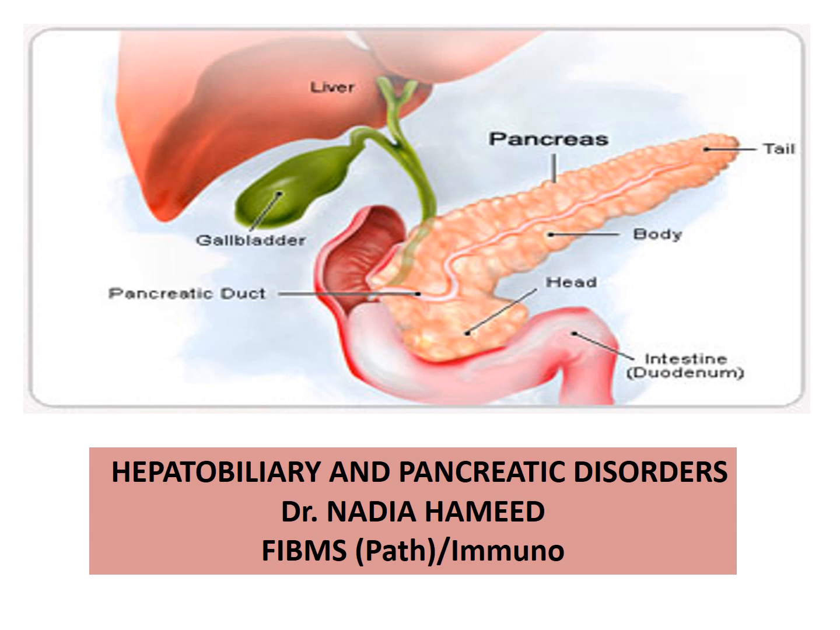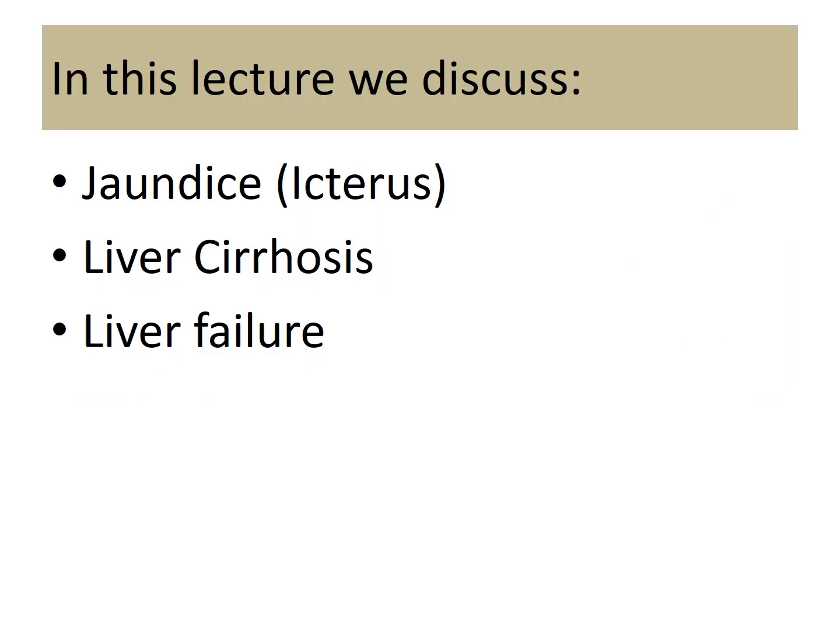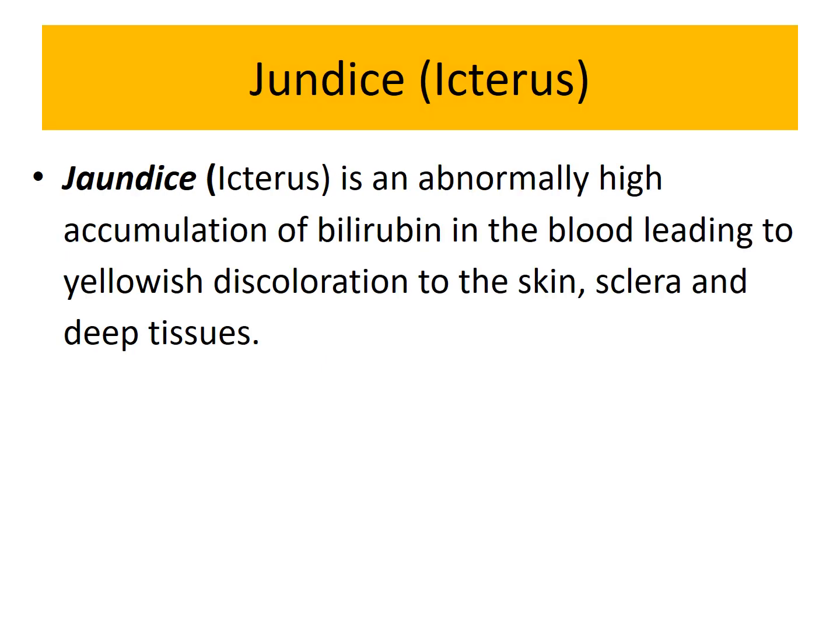Our lecture is about diseases of the hepatobiliary system and pancreatic disorders. In this lecture, we discuss jaundice, or hyperbilirubinemia, also called icterus, liver cirrhosis, and liver failure. We start with jaundice, or icterus, or hyperbilirubinemia. It is an abnormally high accumulation of bilirubin in the blood, and the patient with jaundice presents with yellowish discoloration of his skin, the sclera of the eye, and also yellowish discoloration of deep tissues.